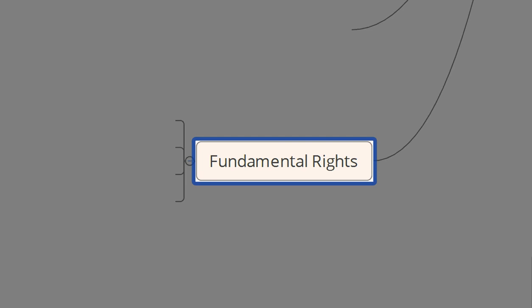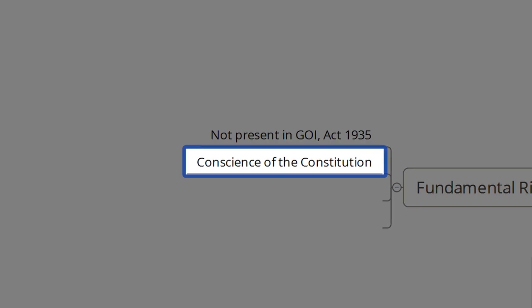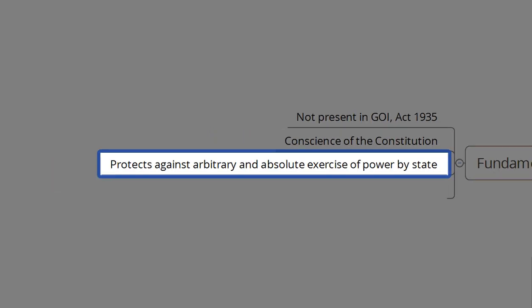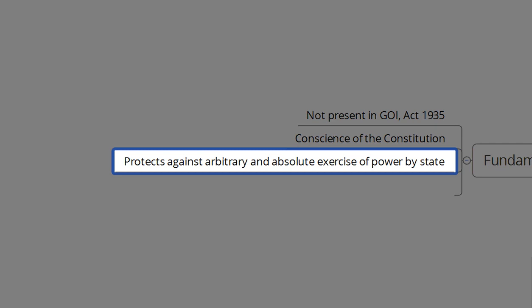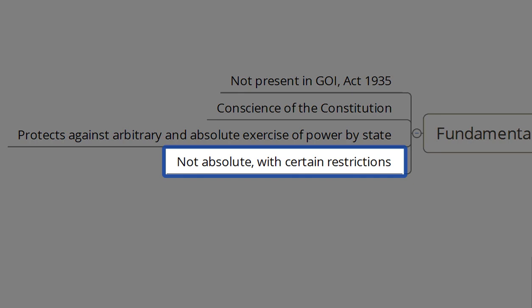The fourth feature of our Indian constitution is the inclusion of the fundamental rights. Fundamental rights were not present in the Government of India Act 1935, from which we have sourced many of the provisions in our constitution. Fundamental rights, along with the fundamental duties, are called the conscience of the constitution. Fundamental rights protect against the arbitrary and absolute exercise of power by the state on the citizens. By fundamental right we mean it is not absolute. There are certain restrictions, and it is actually qualified.